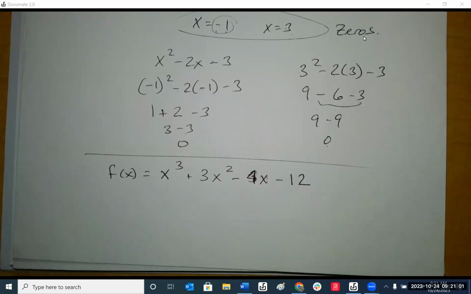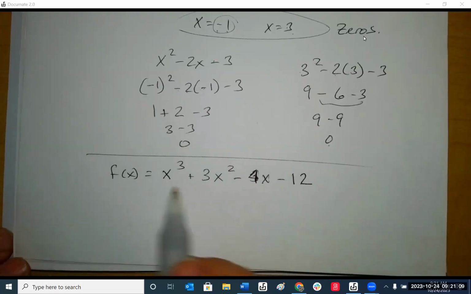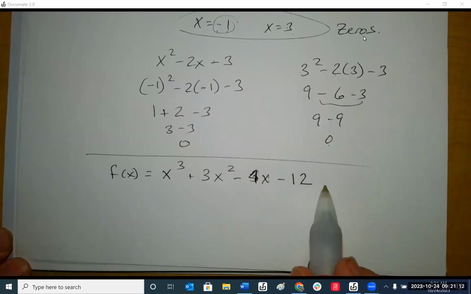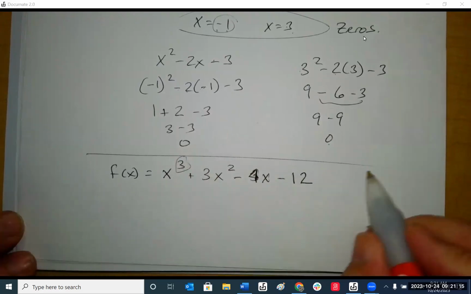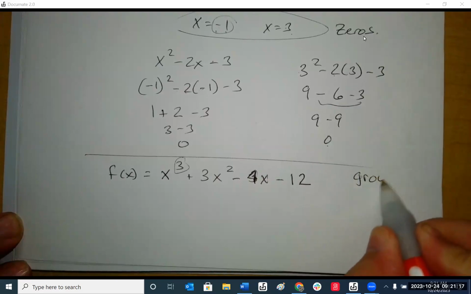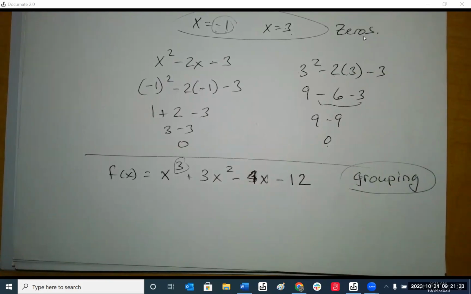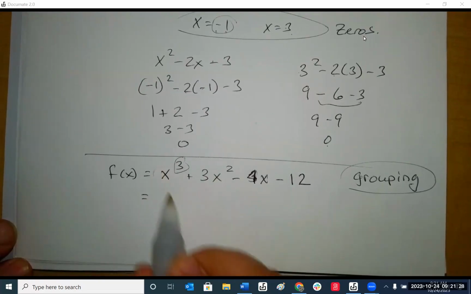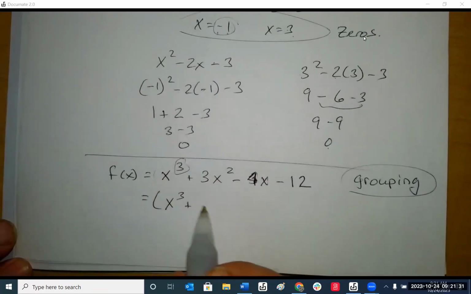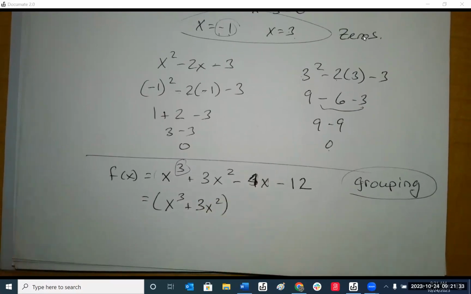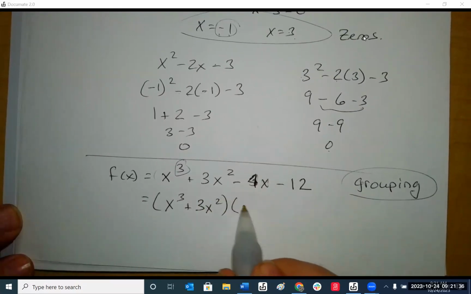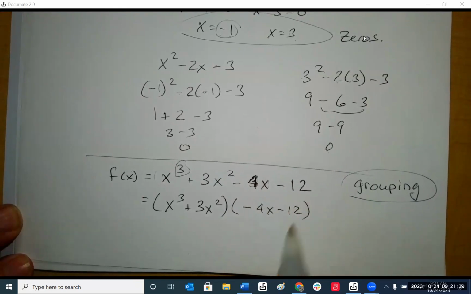Our objective is still to put them in the parentheses. But we haven't discussed this yet. Whenever you have 4 terms, it's a cubic equation. We're going to look at a method called grouping. Grouping takes the first 2 terms and puts them in parentheses. Takes the next 2 terms and puts them in parentheses.